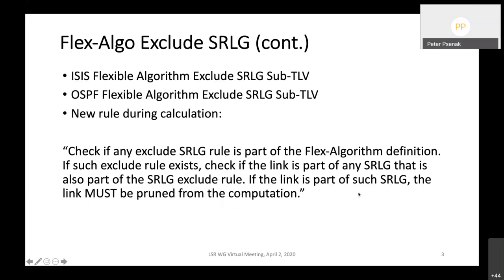So what we added from the protocol encoding, we added ISIS and OSPF FAD exclude SRLG sub-TLV, and then during the calculation, we make a rule where we check if any exclude SRLG rule is part of the FAD for the algo, and if the rule exists, then we check whether the link is part of the same SRLG or any of the ones, and then we basically exclude the link from the calculation. So it's very similar to what we do with the affinities.